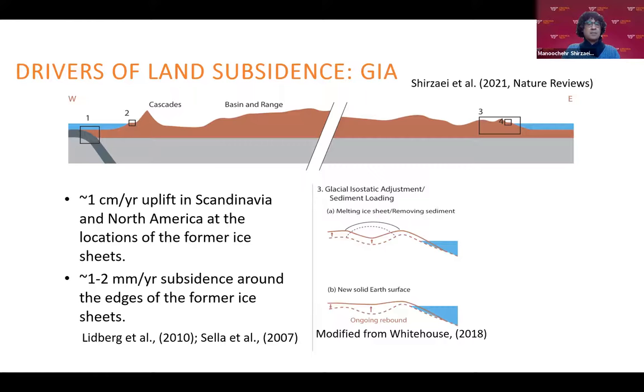The other process, box number three, is vertical land motion due to the GIA effect, which is fairly steady in the 21st century. The area of the last major ice age ice sheet in North America is uplifting at a rate of about 1 centimeter per year, and the perimeter of that is subsiding at a rate of about 2 millimeters per year. Otherwise, in most places, except Antarctica, Greenland, and Alaska that are losing mass right now, the rate is steady in the 21st century.